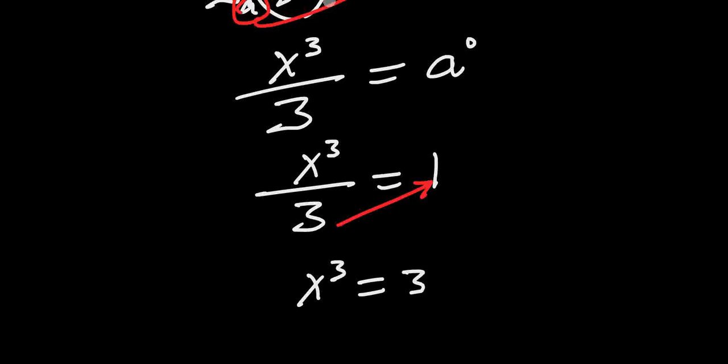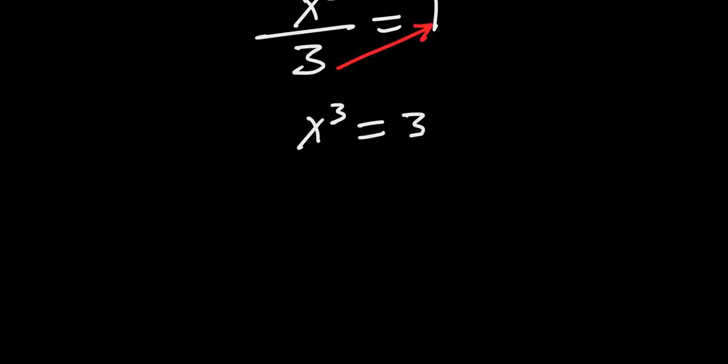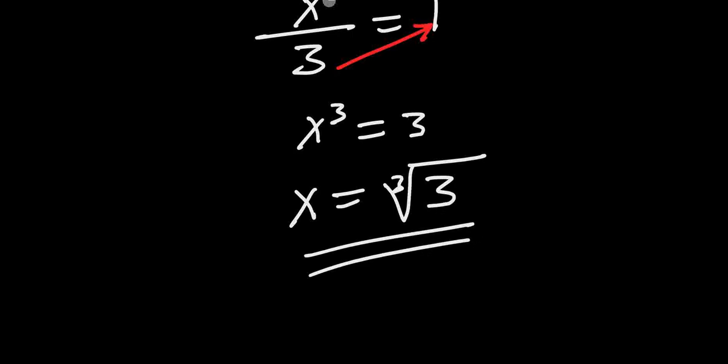So at this point, we can now take the cube root of both sides in order to find the value of x. So once we do that, x will now become equal to the cube root of 3. So this is the final answer to this question, and I hope it makes some sense.